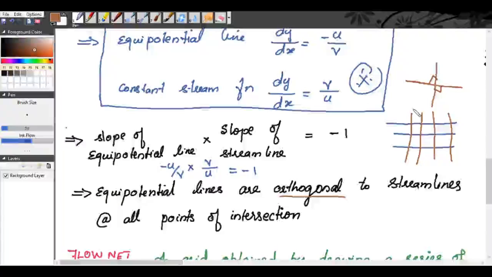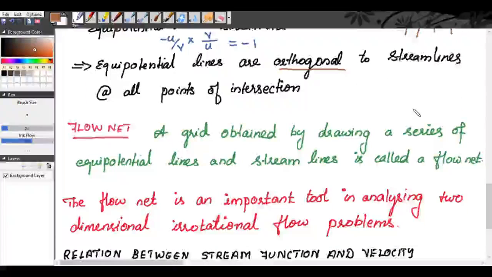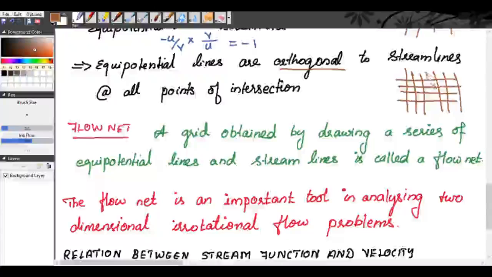Okay, next is flow net. So what do you mean by flow net? Flow net is a grid obtained by drawing a series of equipotential lines and streamlines. So you draw a series of equipotential lines and streamlines, you will get a grid-like pattern. And this grid pattern is called flow net. And this is an important tool in analyzing two-dimensional irrotational flow problems. Very important while you go for your research in fluid mechanics or hydraulics. Okay, so that is called flow net.